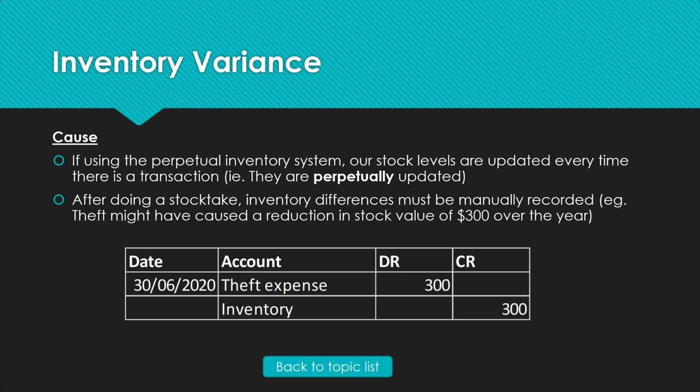There are other reasons that the stock may have gone down, so shrinkage and spoilage and those sort of things. But you'll always have this credit to inventory, and then the explanatory side will be the debit side, and that will be increasing an expense account, generally speaking.